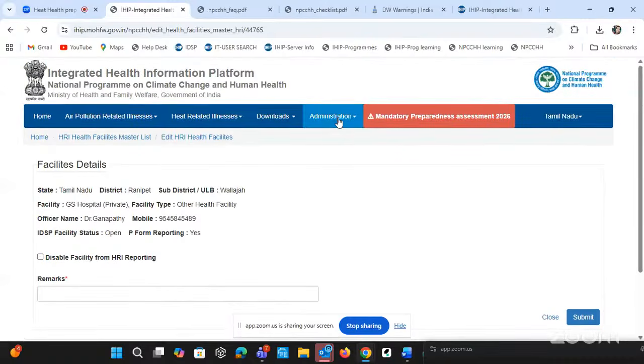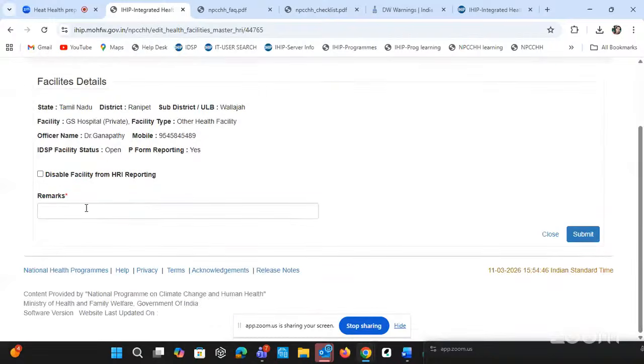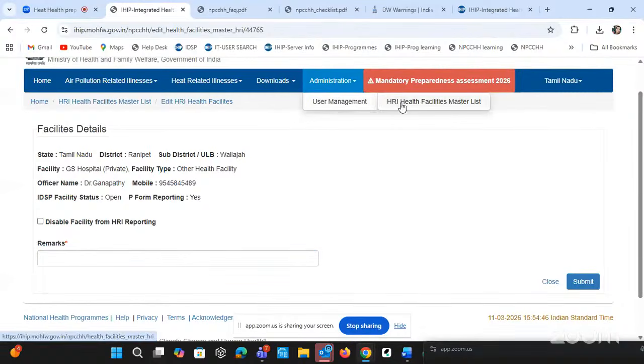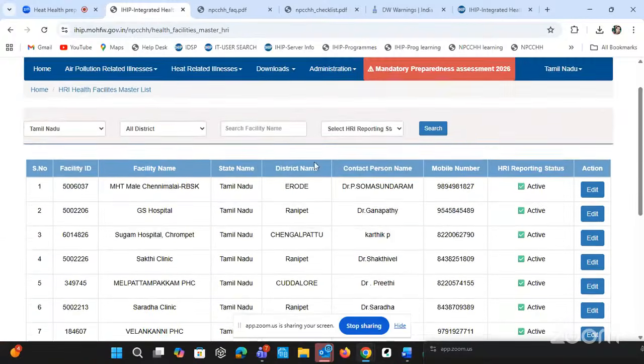I want to add over here that in the remarks section, please do mention the reason why you are disabling the facility. It's a mandatory field. Whether the facility is no longer operational, or it is the nodal officer, or any reason you feel, why we are disabling this facility needs to be entered over here. This is a repeated request that we get from states to disable facilities. So from the administration drop-down menu, it is possible to enable and disable the facilities.